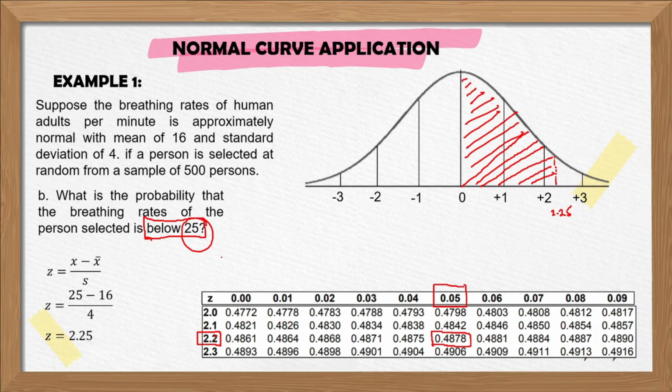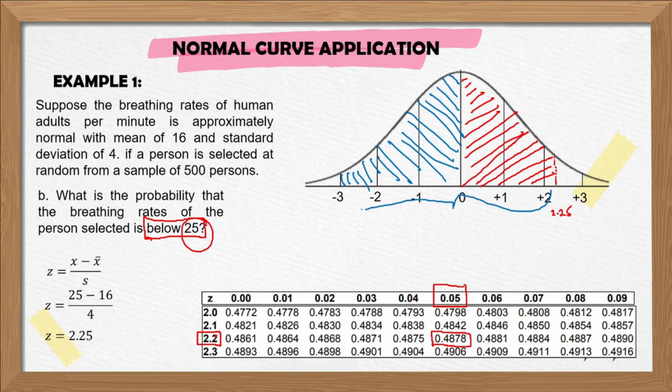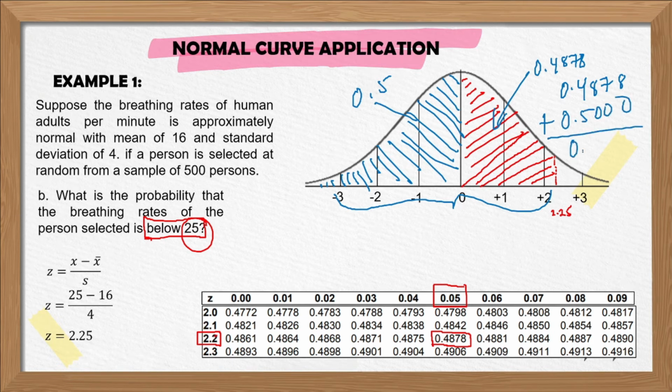Okay. So, the question, what is the probability below 25? So, ibig sabihin, ang question na to, kung below, isasalin natin itong part na to sa kaliwa. Kasi below. So, ano ba yung numbers below 25? Yung mga values dito pakaliwa, that is below 25. So, ibig sabihin, if this area is 0.4878 and this is 0.5, all we have to do is to add these areas. Okay? So, 0.4878 plus 0.5000. So, the answer is 0.9878.